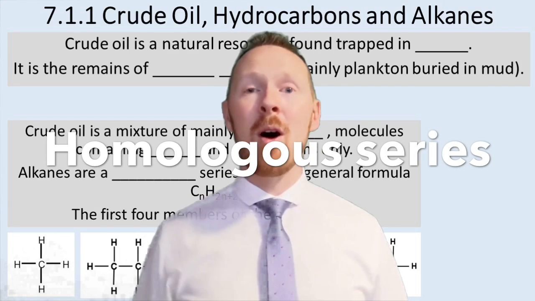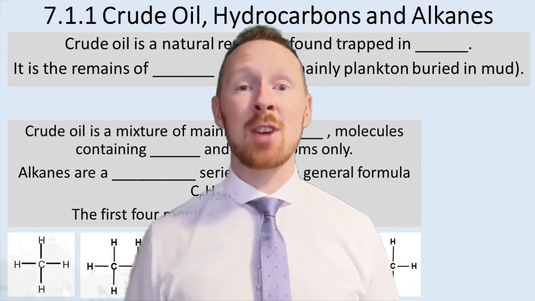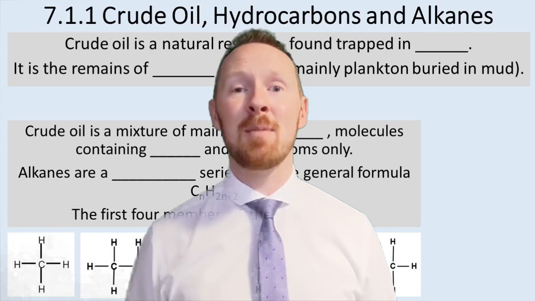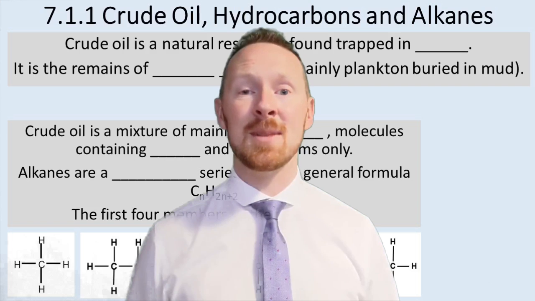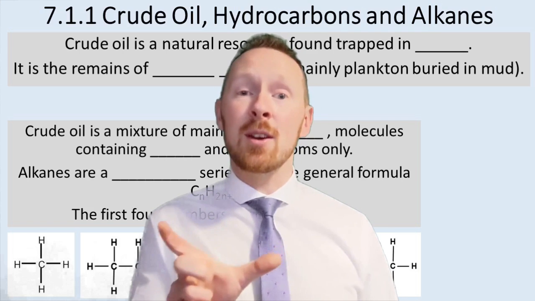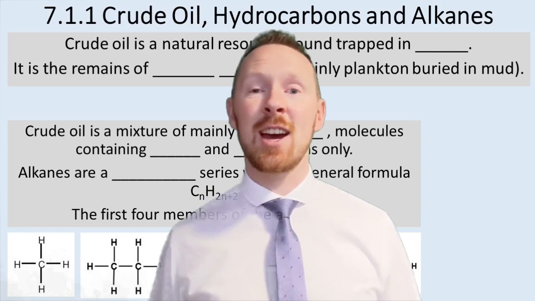Alkanes are a homologous series. Homologous means the same pattern. They have the same general formula, CnH2n+2, and they have similar chemical properties and physical properties. But as the chain length increases, the properties change in relation to the size of the chain length.